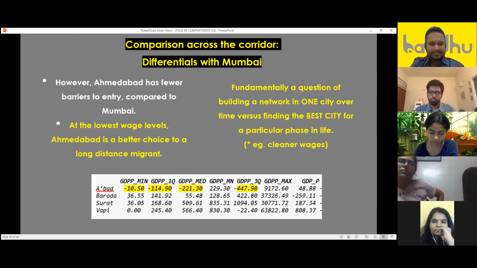So imagine if a migrant worker had the guidance: from 18 to 20 years of age, live in Ahmedabad; from 20 to 25, live in Surat; from 25 to 30, live in Bombay. If he had that, just imagine how he or she could plan their life.